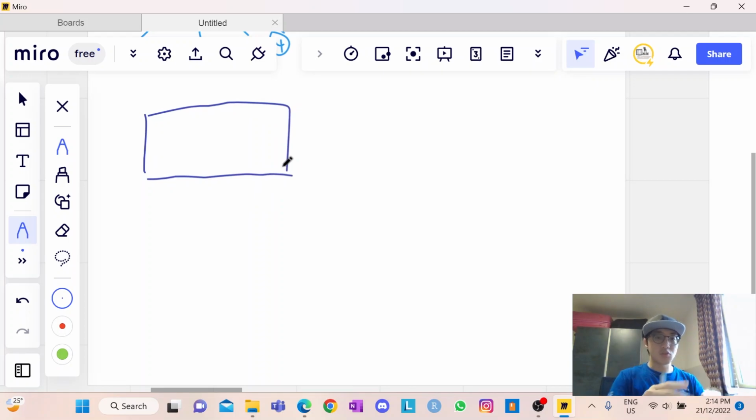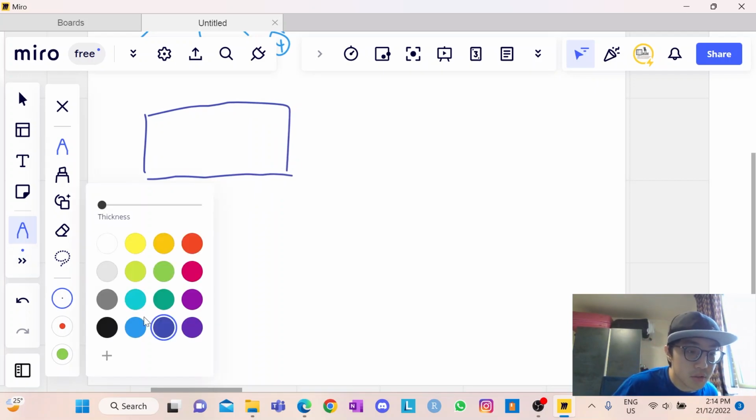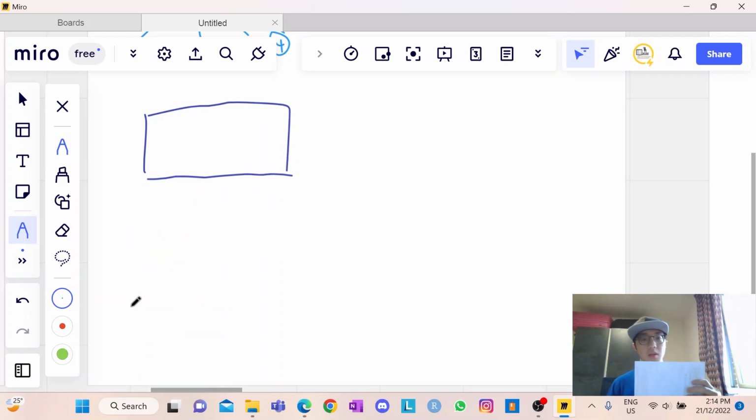Please assume that's a rectangle. First, if we fold the top and the bottom, like this, you can see that both sides are actually equal. Therefore, this is the first line of symmetry you can get for rectangles.